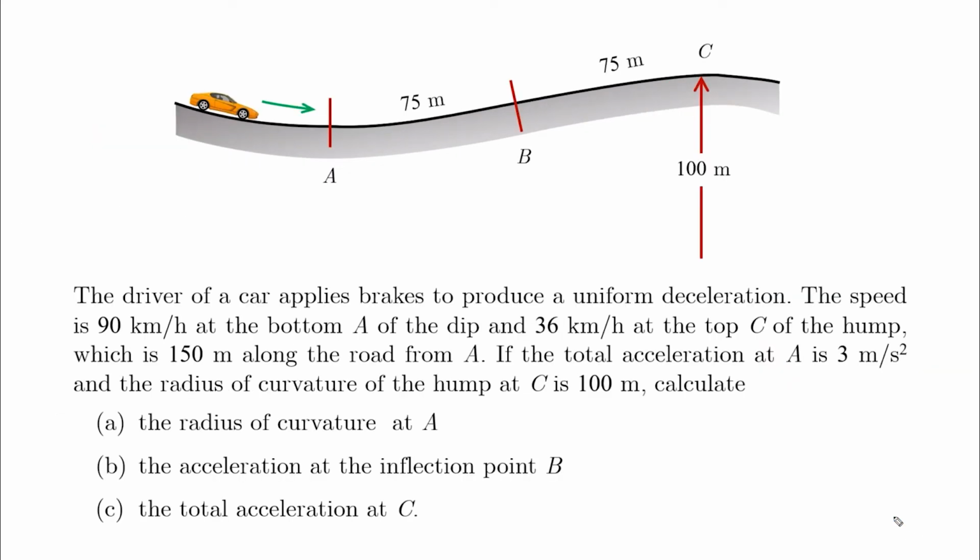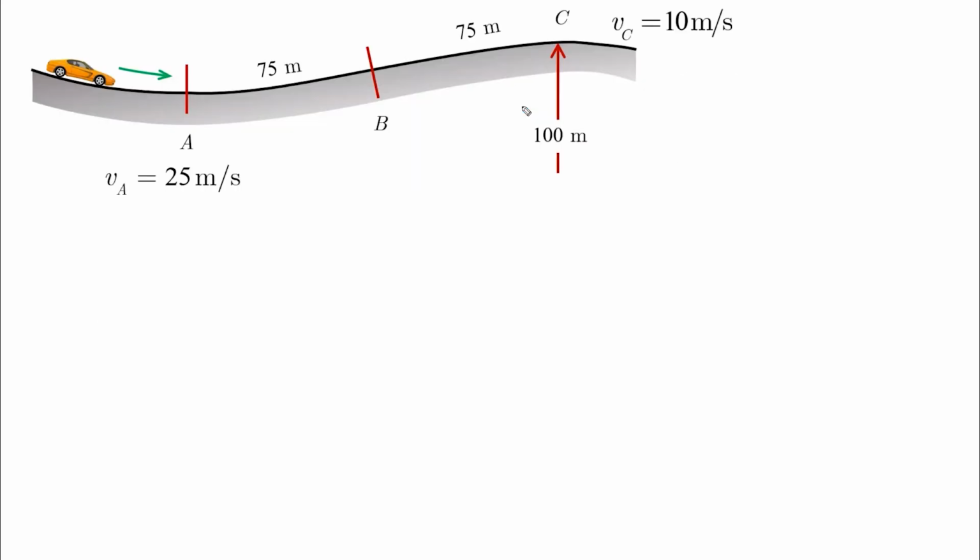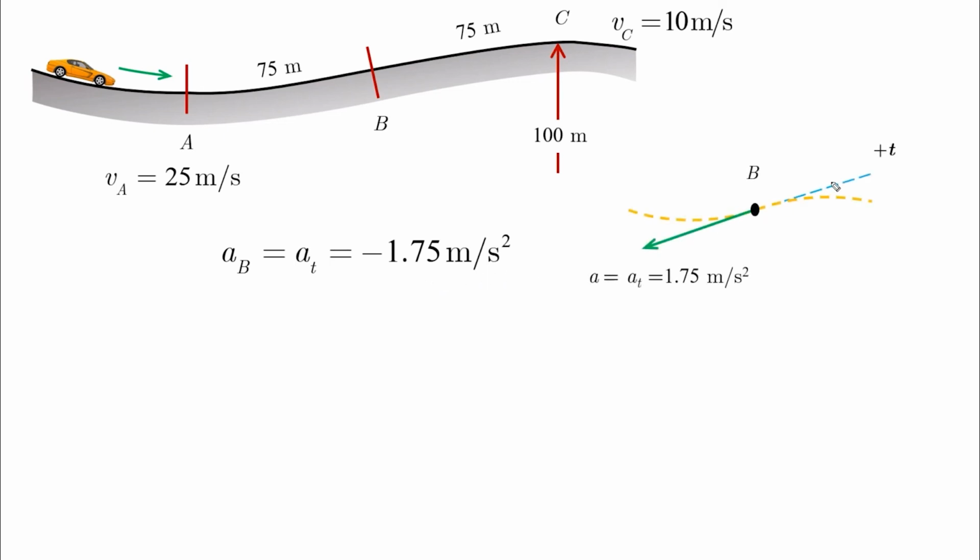Part B is asking for the acceleration at the inflection point B. And at the inflection point, which is the point between the two curves, the motion is in a straight line and we only count for the tangential acceleration here. And the question also asks for the total acceleration at C. So for the acceleration at point B, the acceleration is only tangential, which is constant between A and C, and already found to be minus 1.75 meters per second square.